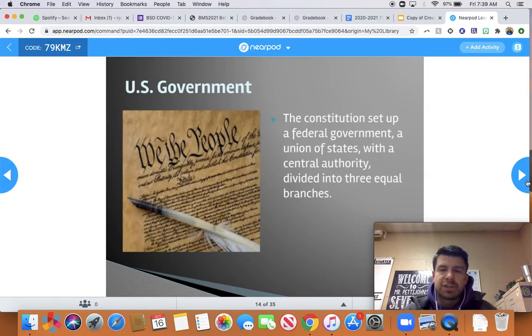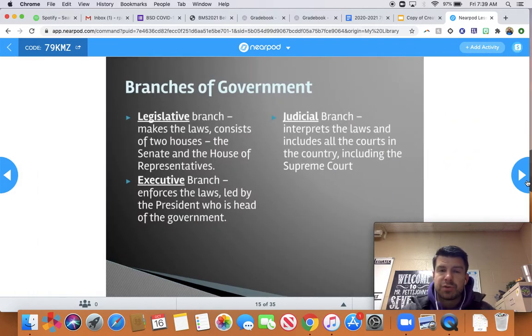The Constitution set up a federal government, a union of states with the central authority divided into three equal branches. I just talked about those three branches. You have the judicial, a branch that interprets the law and includes all the courts in the country, including the Supreme Court. The Supreme Court is the highest of the courts in the United States.